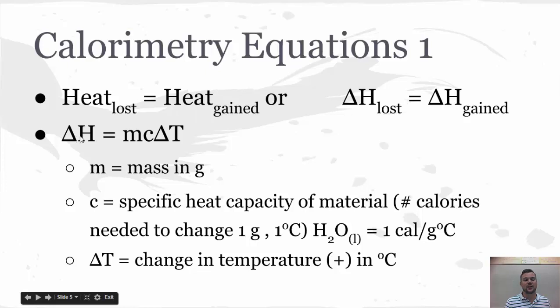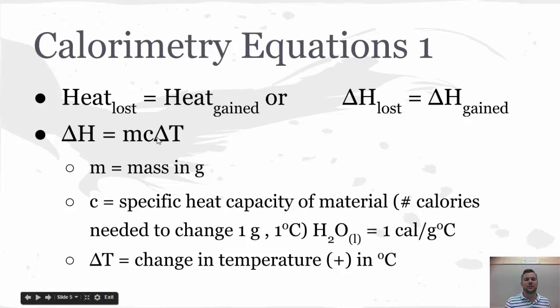And then delta H is equal to mc delta T, where m is mass, c is something called the specific heat capacity of the substance, which describes the resistance of that substance to change temperature. High capacity for heat means it's really hard for that substance to change temperature. Low capacity for heat means it's really easy. So metals, since they're good conductors, have low specific heats. Water is actually a really good insulator, so it has a relatively high specific heat capacity.